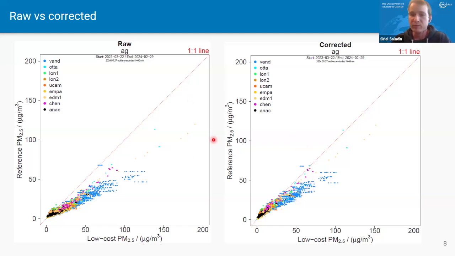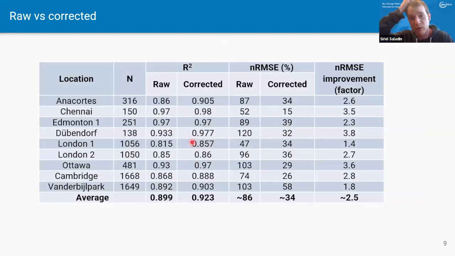So this way of looking at the data doesn't give us numbers. It's just a visual way to look at the data. If we look at numbers, then we can look at a table like this, and it gives us the R-squared value, for example, for the raw and the corrected data.